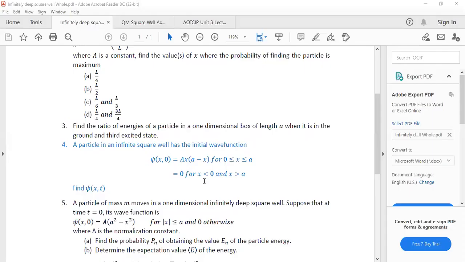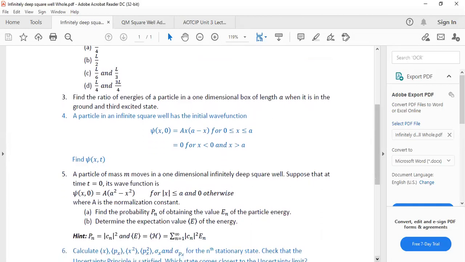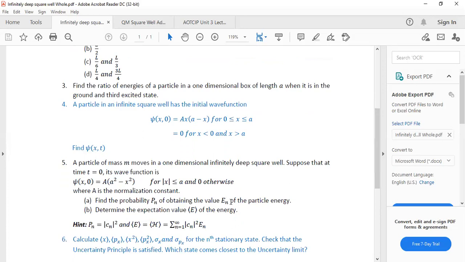So we'll just go back once again and have a look at that problem. Okay, this time I should be careful to share the right file. I'm doing it again. Yes. So note again that we are expected to find out the probability of obtaining the value En of the particle energy, right? So how will that work out?